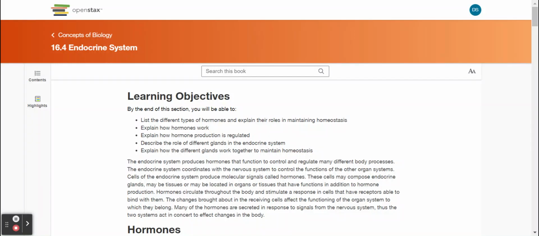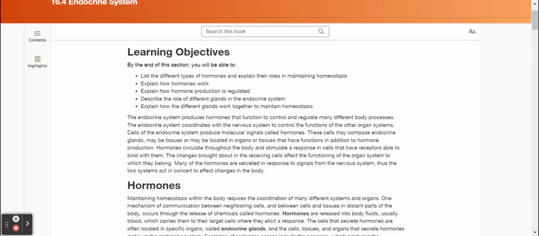Section 16.4 Endocrine System. By the end of this section, you will be able to list the different types of hormones and explain their roles in maintaining homeostasis, explain how hormones work, explain how hormone production is regulated, describe the role of different glands in the endocrine system, and explain how the different glands work together to maintain homeostasis.